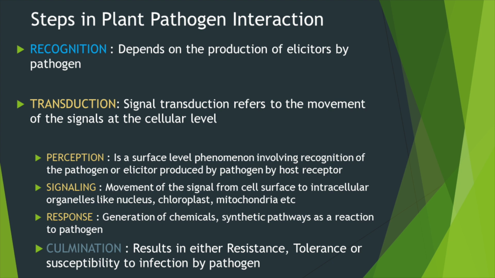And finally, the final step is called culmination. It will either result in the death of the plant, or in the tolerance of the plant. So the plant will either become susceptible and die, or it will be able to tolerate the pathogen and survive. So this is the culmination, or the final outcome of the infection.